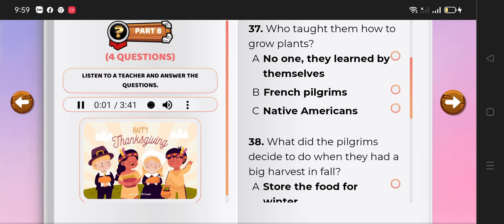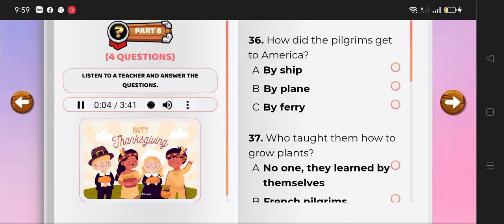Listen to the teacher in history class. Many years ago, in 1620, a group of brave Englishmen, women, and children set sail to America. They were called pilgrims. The first winter in America was tough and cold, and they didn't have enough food. Many people got very sick.